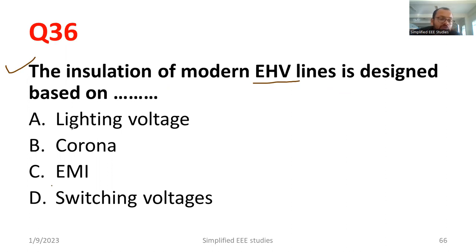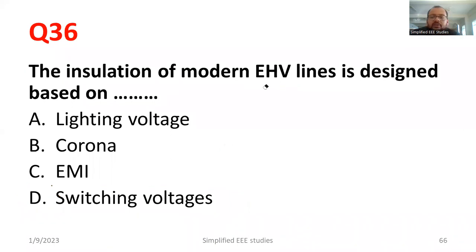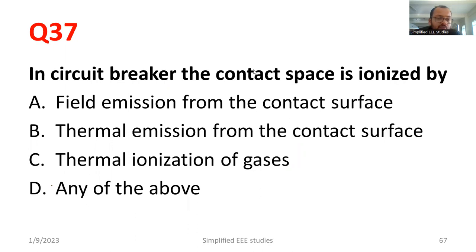So from these options, we can say switching voltage. See, I have told you the term voltage will be directly dependent on the insulation level. So it is better to go for option D, switching voltages. So when it comes to the insulation, you have to take care of the voltage parameter. When it comes to the size of the conductor, you have to take care of the current level.